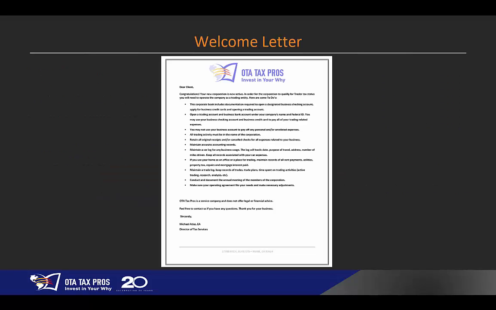When you open your corporate book, the first thing you will see is the welcome letter from OTA Tax Pros with some key information about the entity setup and how it enables you to run as a business. I wish to cover a couple of these points. The first being, open a trading account and business bank account under your company name and federal ID number. You may use your business checking account and business credit card to pay off all your business-related expenses.